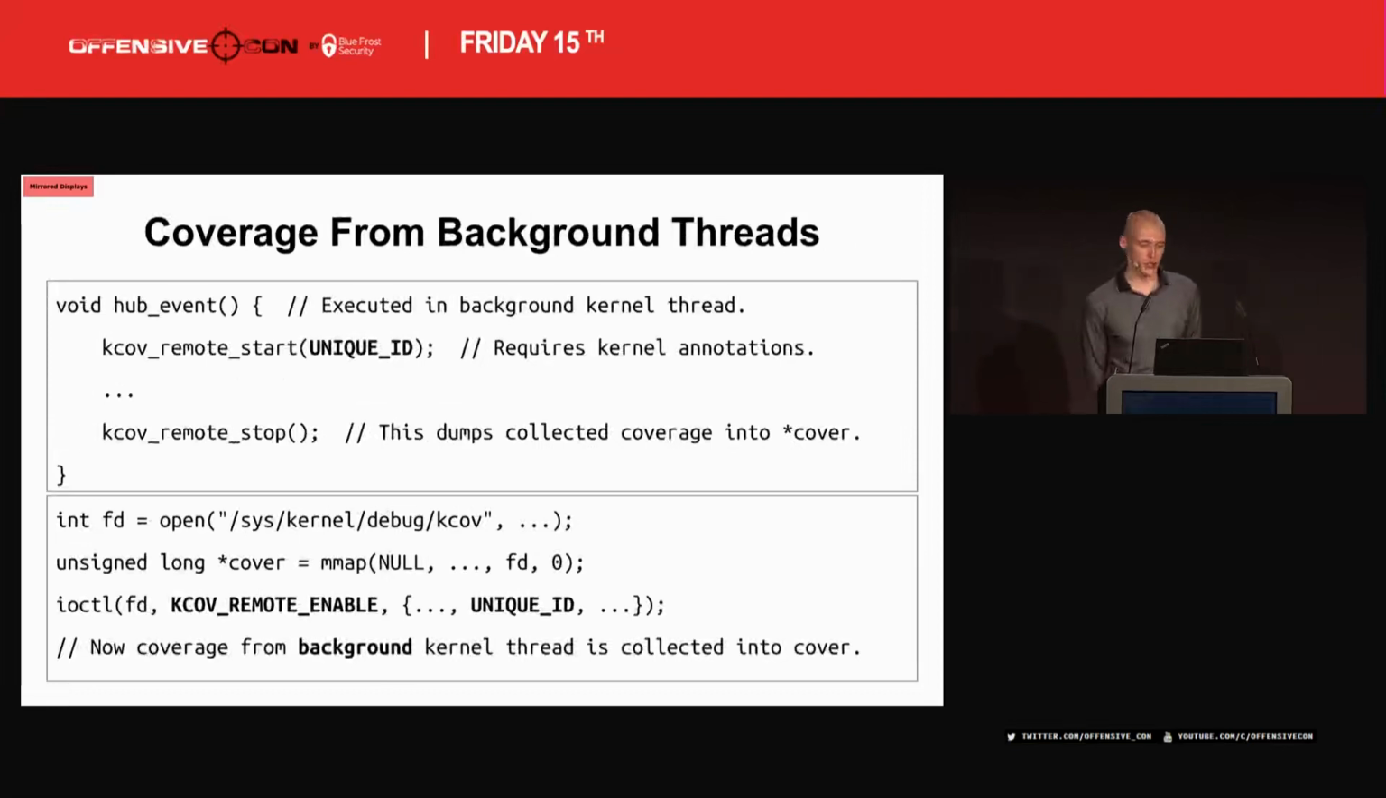So the top snippet is actually kernel code, and the bottom snippet is user space code. hub_event is the function that inside the kernel handles different events that happen on USB hubs. In particular, it handles all of the USB enumeration process. And the idea is that you add annotations to this function and use some unique ID. Then you use this unique ID to pass it to an ioctl that you call from user space. And that's basically the whole idea. So after you issue this KCOV remote enable ioctl, the coverage from this background thread is going to be collected into this buffer that you mapped.